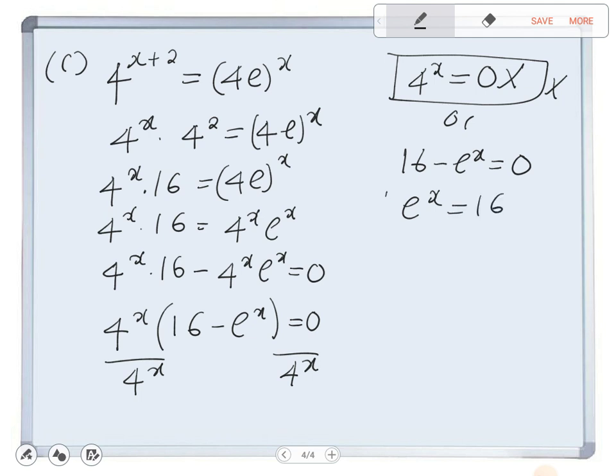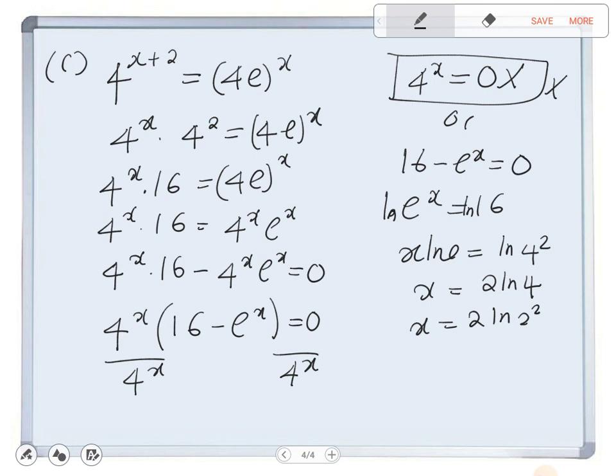Then we are going to take natural logarithms on both sides, which will give us x ln e, well, ln 16 is the same as ln 4 squared. You agree, Tefio? Which will give us x here. Now this 2 can drop to give us 2 ln 4, which can also be reduced, because 4 is just the same as 2 squared. So these two can drop here, which will give us 4 ln 2 as your final answer.